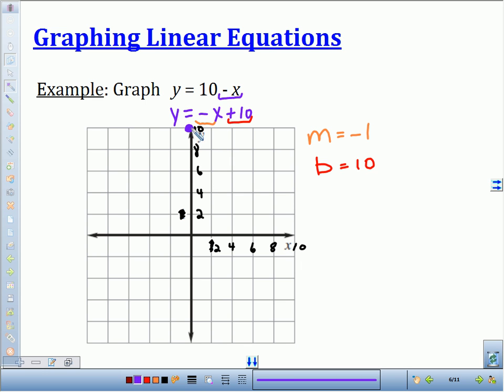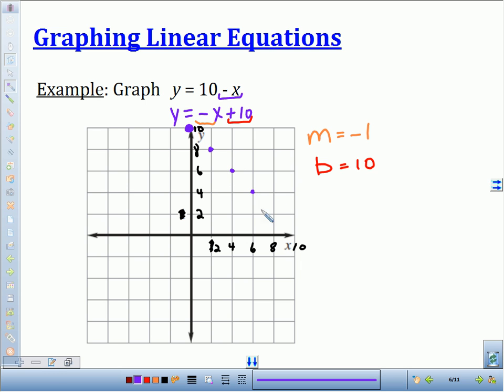M moves down 1 and over 1. So we can move down 1 and over 1. Since I'm scaled to 2s, counting by 2s instead of 1s, I would actually have a point right in the center. However, I'm lucky in that the slope is adjustable depending on what the scale is. So since my slope tells me to move down 1 and over 1, I can move down 1 and over 1, and it will be just fine.